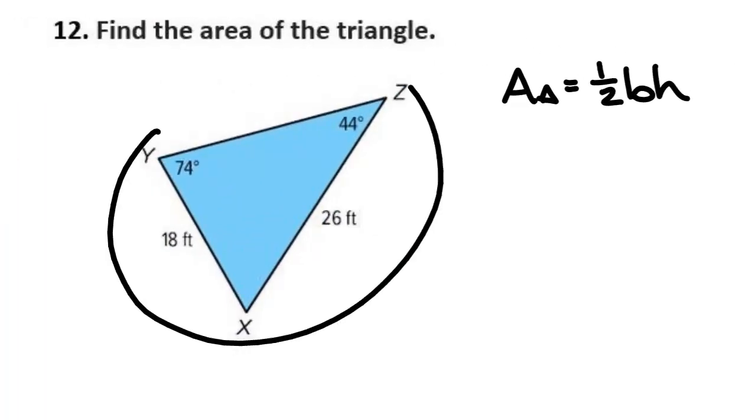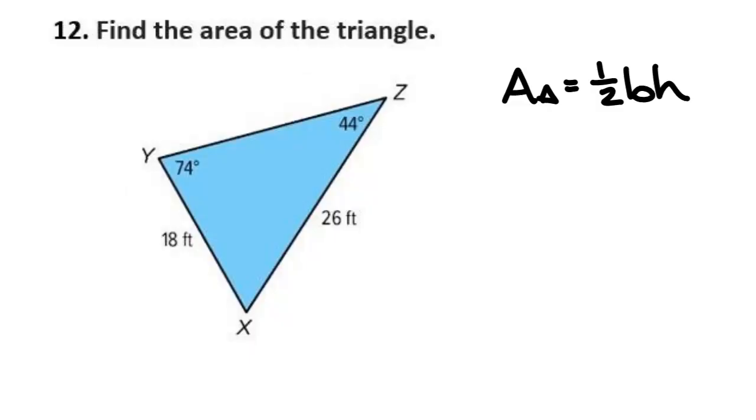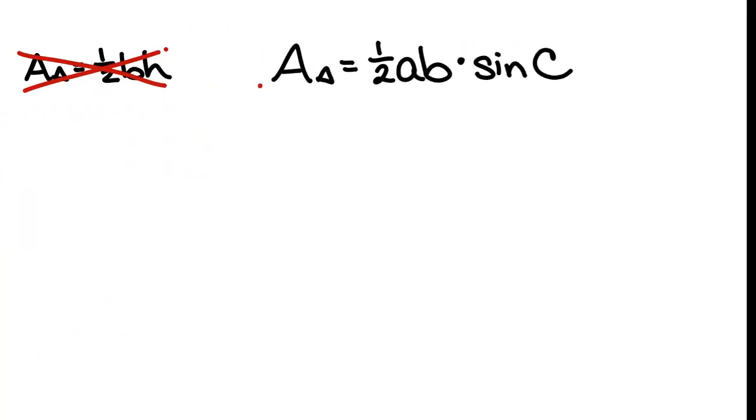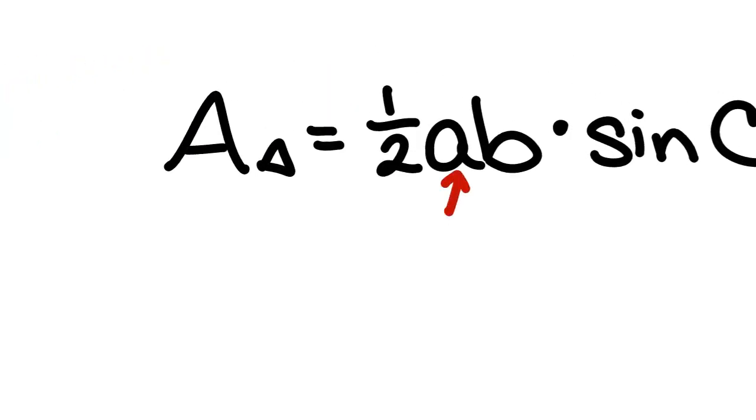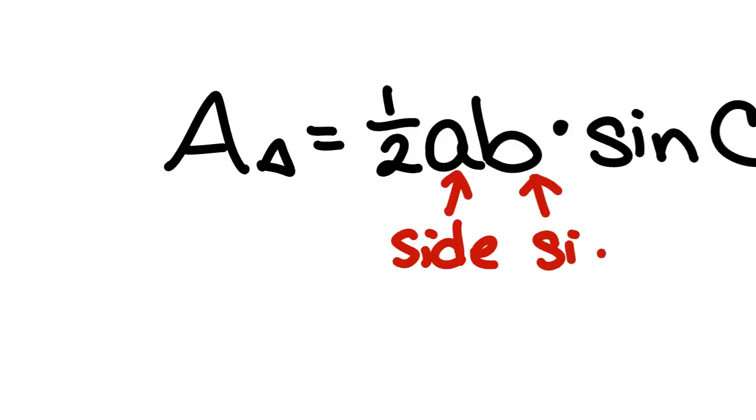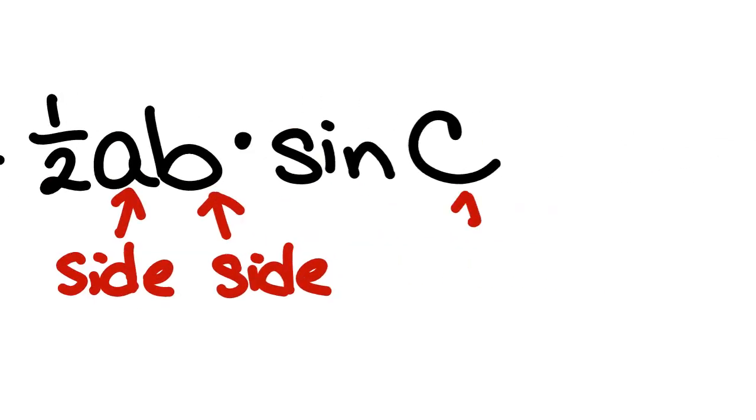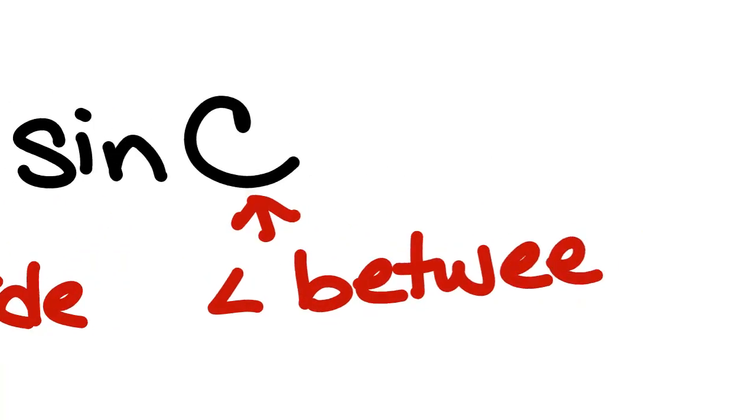Do we know the height of this triangle? Do I have the ability to find the height of that triangle? Not with the information given. I don't have enough. So I'm not going to be able to use this formula. We're going to have to use this one. So A and B are going to be sides. And C is the angle between those 2 sides.